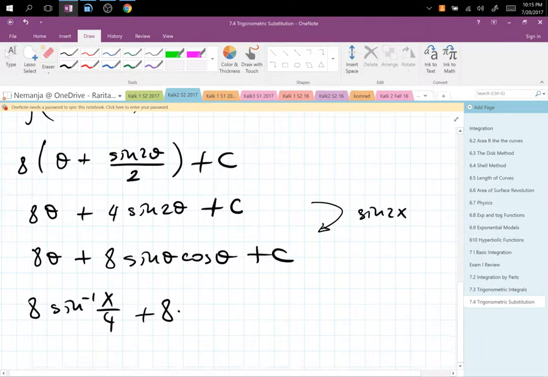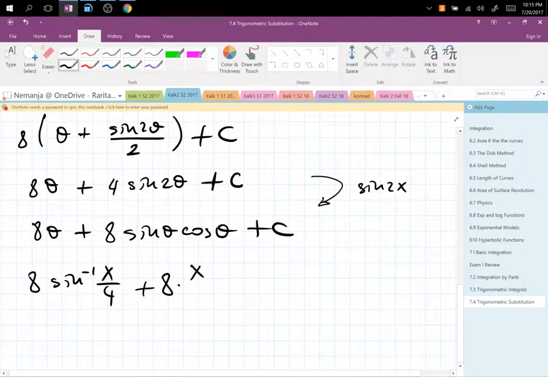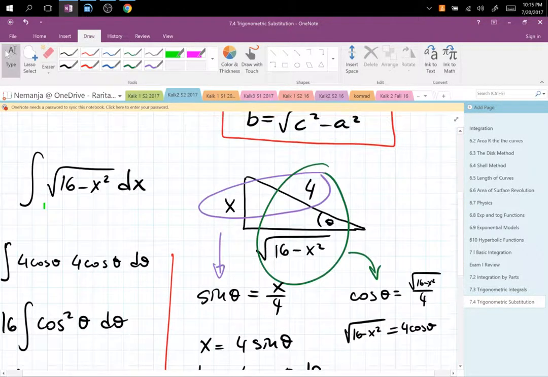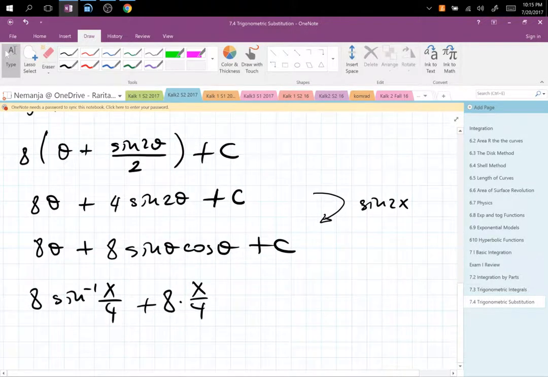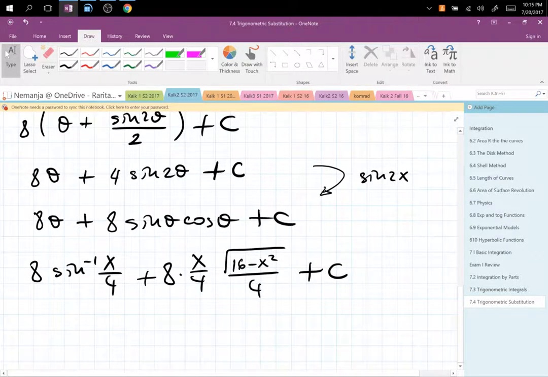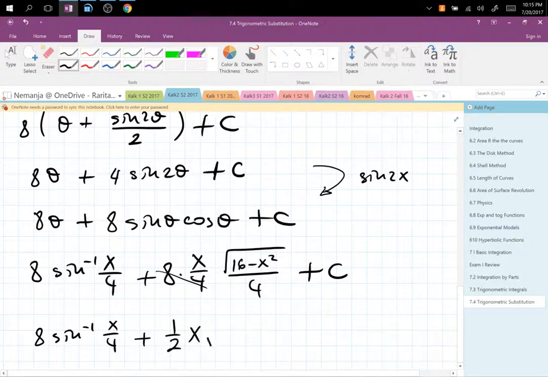Plus 8 times. I'll explain this from scratch. Look, sine theta is given as x over 4, and the cosine theta is given as square root over 4. And now we simplify. Now obviously all of these results have to look like this, because this is what the section is all about. I have a half there, 2, so half x plus C. Fun answer, right?